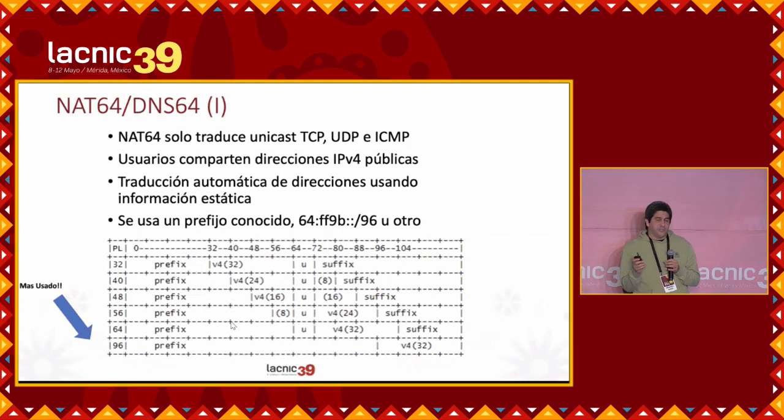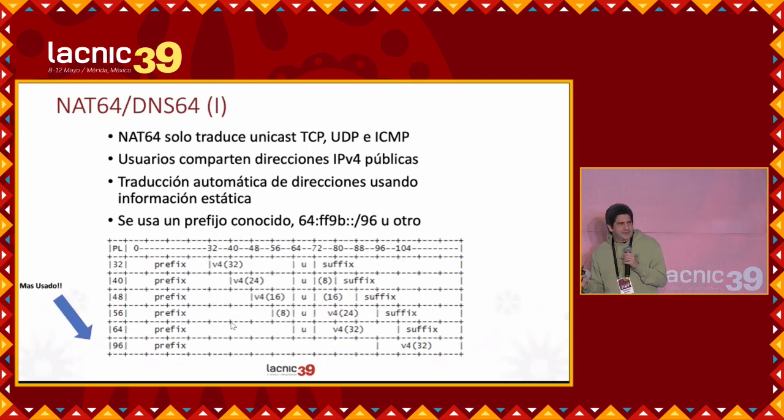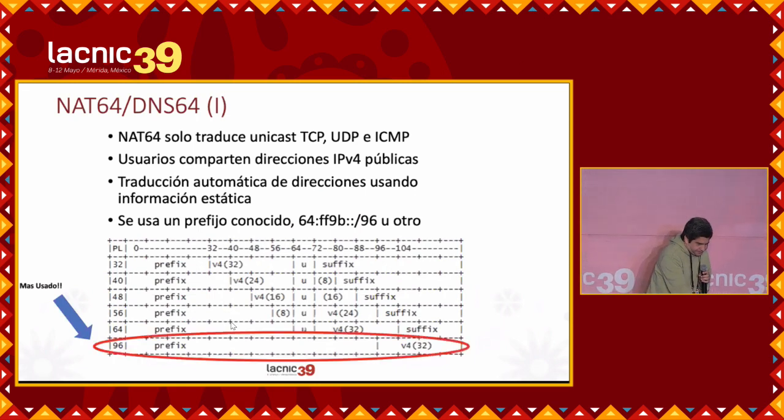Important things: NAT64 only translates unicast. The users at the end can share public IPv4 addresses. I have a network that is IPv6 only, and then they have to navigate to the outside world, and they may use a published IPv4. I may have static translations. I may have an IPv6 translation that is mapped to a static IPv4, and the other way around.